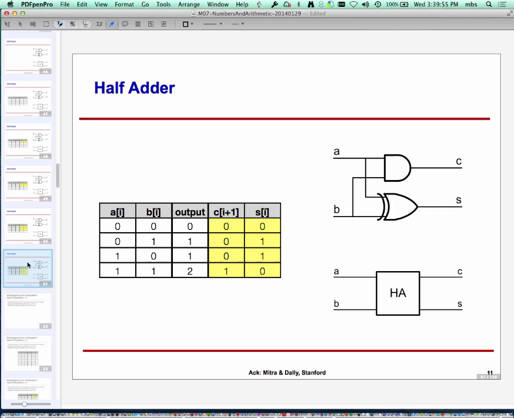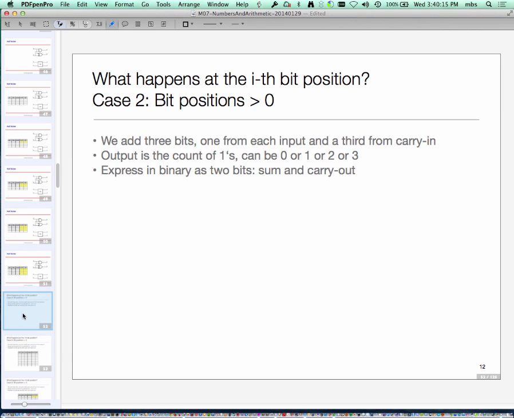So a half adder can handle the least significant bit, but it still cannot handle a carry coming in, right? It's only taking inputs AI and BI. So now we need something more complicated. So what happens in other bit positions? In other bit positions, I have three inputs. I have one bit from input A, one bit from input B, but I also have the carry in, and I have to factor that in.